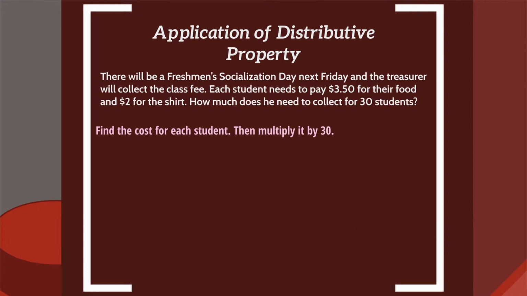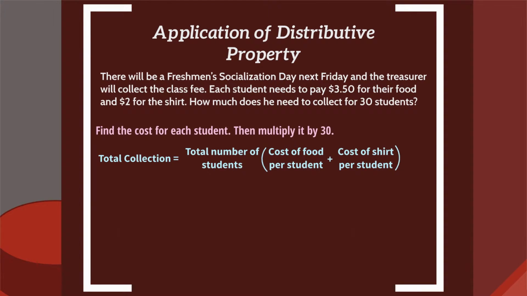So total class fee collection is equal to the total number of students times the sum of the cost of food per student and the cost of shirt per student. Let's substitute the actual values from the problem into the equation we made. The cost of food per student is $3.50, and the cost of shirt per student is $2. Substituting will give us 30 times the sum of $3.50 and 2.